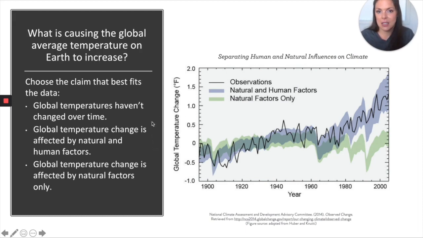So these are ideas for you to think about in terms of what claim could you make based on this data. So take just a moment to read over these three, and then we'll pick one together.